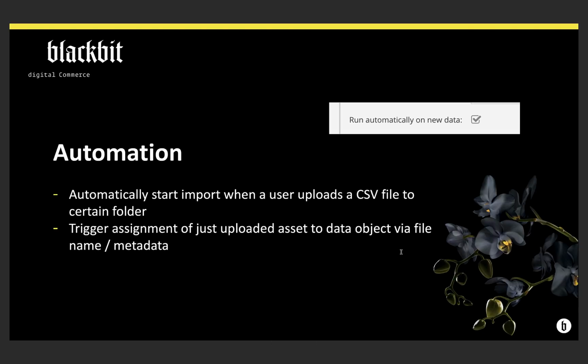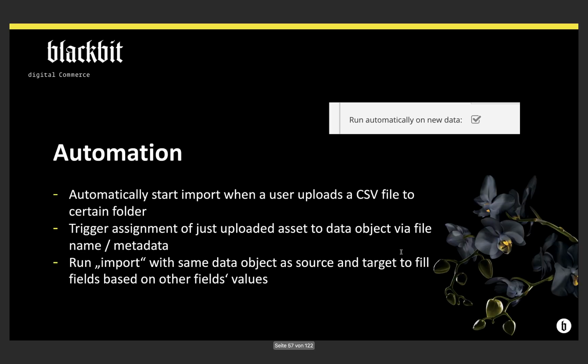Or another use case is that you can trigger the assignment of a just uploaded asset to a data object via a file name. So for example, you upload a file named 123.jpeg, and then automatically a data port gets triggered, which checks if there is a product with the SKU from the file name, so in this case 123, and if there is, the uploaded asset will get automatically assigned to the product with the SKU 123.